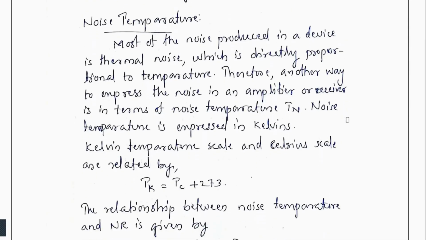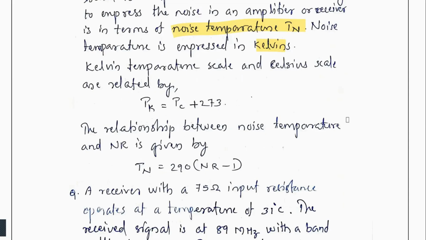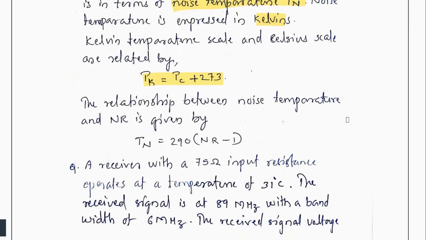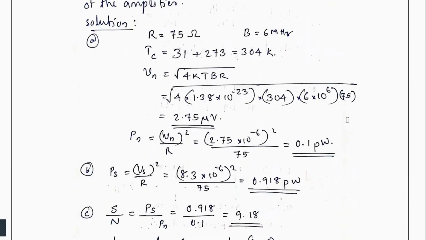Noise temperature: the most noise produced in the device is thermal noise, which is directly proportional to the temperature. Therefore, another way to express the noise in an amplifier or in a receiver is in terms of a noise temperature, that is Tn. Noise temperature is expressed in kelvins. So for the Kelvin temperature scale, you should know the relation: Tk is Tc plus 273. The relationship between the noise temperature and the noise ratio is Tn is equal to 290 of (NR minus 1). Based on that, you can solve this problem.